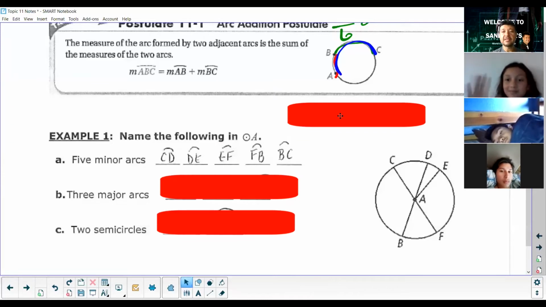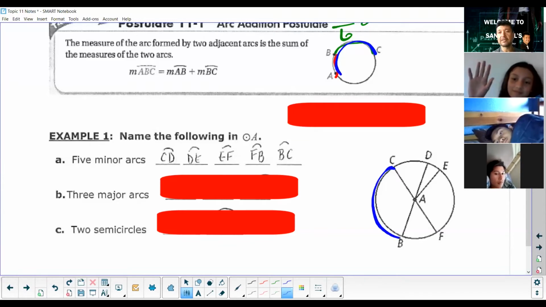We'll start this time with Max. Give me a major arc. CF. CF is a semicircle. It doesn't qualify. That's 180. CB. Okay, say it again. I didn't hear you. CB depends on whether you go to the right or to the left. If there's ambiguity, you always have to name the 3 points. If you went to the left this way, that's a minor arc.